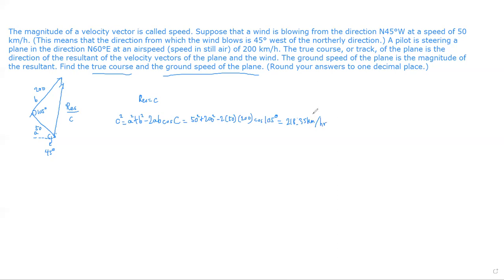I used 218.3 in my answer, and it was correct. So anyways, that is the first part. That is your resultant ground speed.